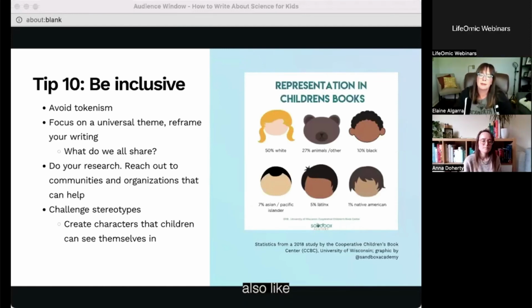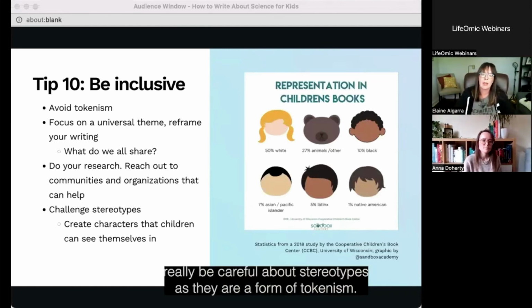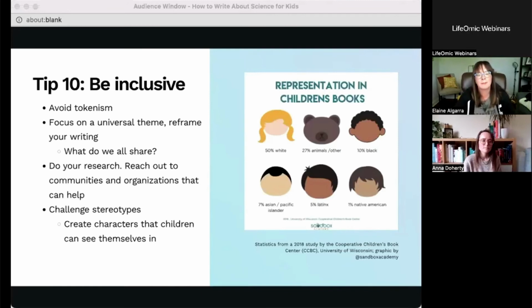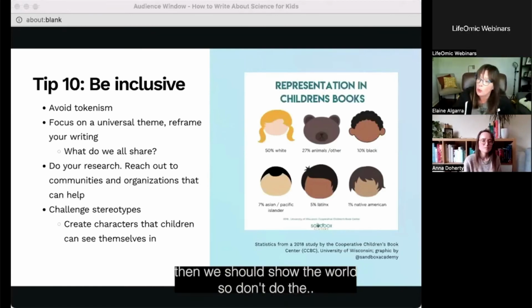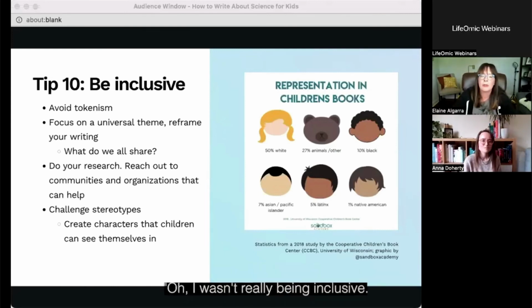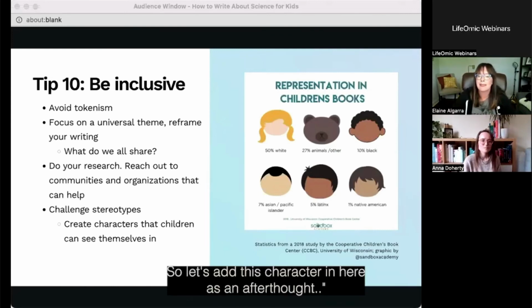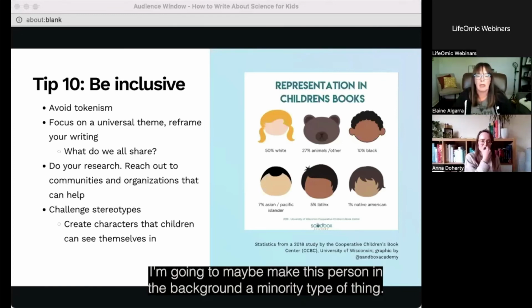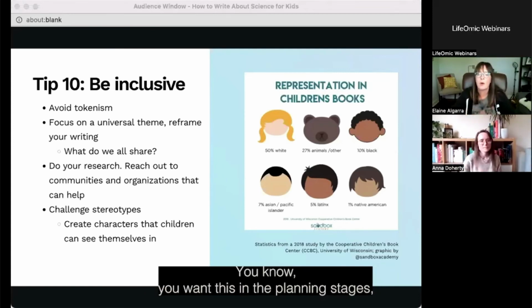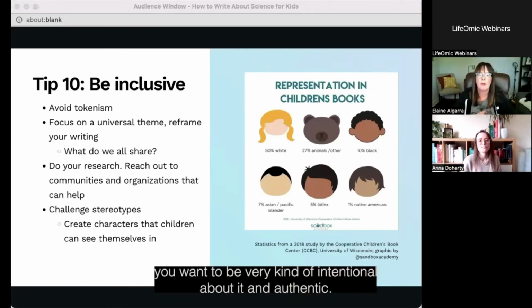Also, be really careful about stereotypes, as they are a form of tokenism. And I love the saying, if we want to showcase the world, then we should show the world. So don't do the, oh, I wasn't really being inclusive, so let's add this character in here as an afterthought. Same with a Lifeology course. Oh, look, I don't really have any, I'm going to maybe make this person in the background a minority type of thing. You know, you want it in the planning stages. You want to be very intentional about it and authentic.